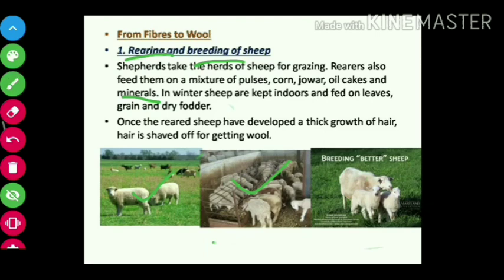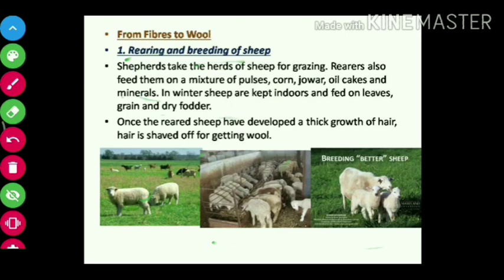What is dry fodder? Dry fodder is dry food of domestic animals. In Odia, fodder is known as chunni and chokodo. So these are used to feed sheep. Then once the reared sheep have developed a thick growth of hair, it is shaved off for getting wool.